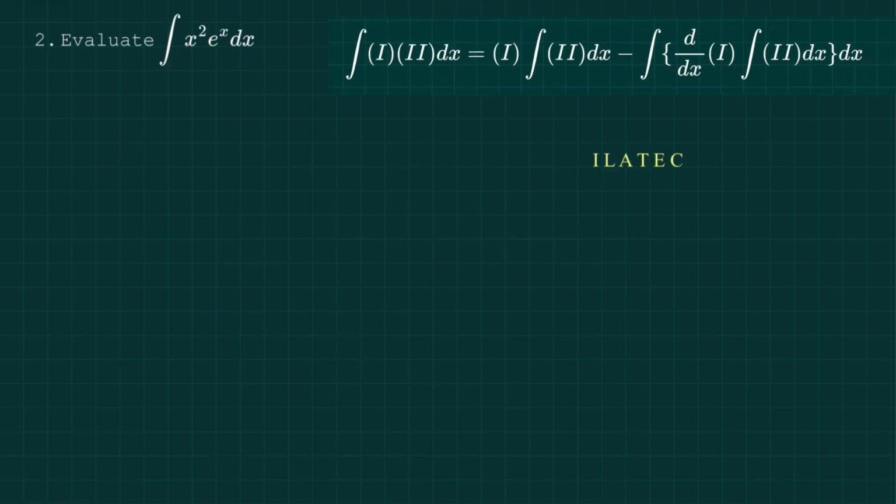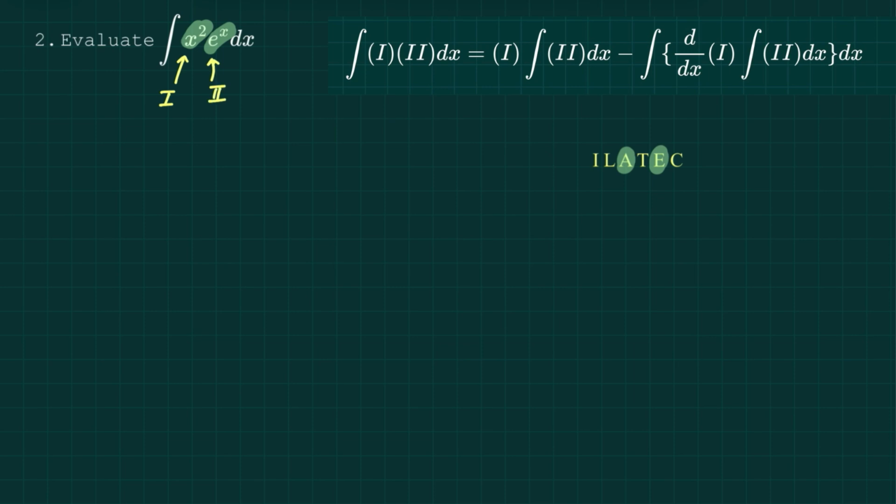Question 2. Integrate x square into e to the power x dx. So there's an algebraic function and an exponential function, and looking at the ILATE C rule, I have to consider the algebraic function as the first function and the exponential function as the second. So here this is my first function and this is my second function.